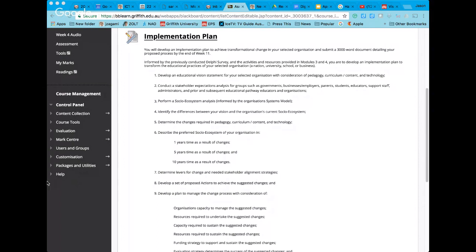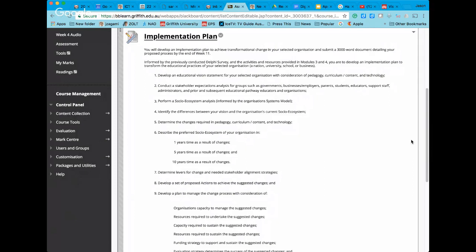So this is the second assignment, titled Your Implementation Plan. So the first point, as we've been discussing, is to develop an educational vision statement for your selected organization with consideration of pedagogy, curriculum, content, and technology. So that TPAC tripartite. So your vision needs to describe the sorts of teaching, the pedagogy that you would like to see in your organization, what sort of curriculum and content you would see being taught, and most importantly, from the perspective of this course, the sorts of technology that would be used in your organization.